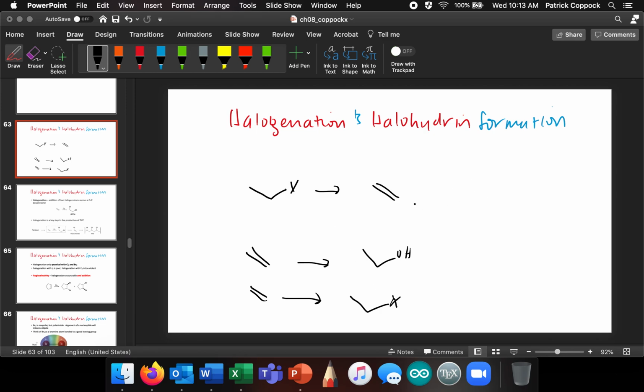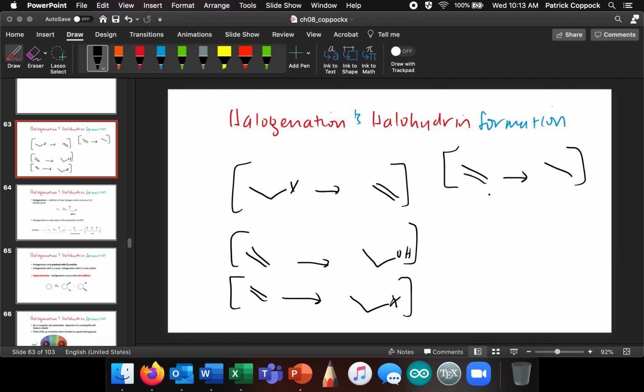But then there's a reaction, right? This is from chapter 7. Here's chapter 8. Now what we talked about was going from that to that, right? That was where we just added 2 hydrogens, catalytic hydrogenation. Now we're going to talk about going from this to this, right? This is called halogenation, and we're also going to talk about halohydrin formation. Another reaction, okay? So just an overview.